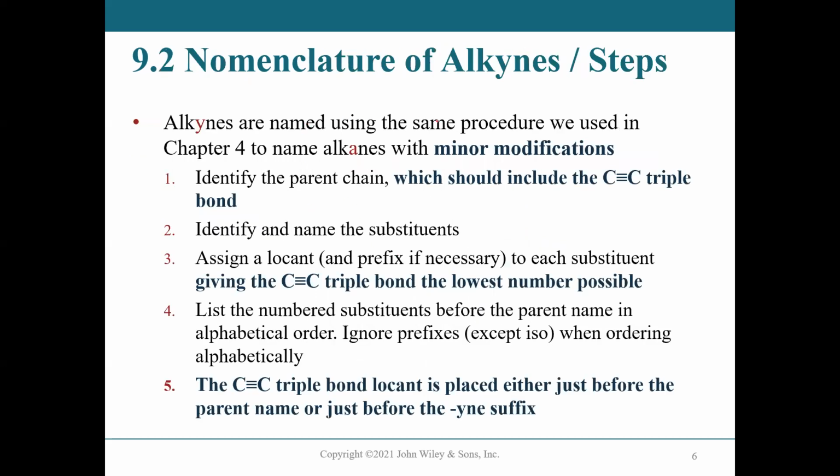So alkynes are named using the same procedure we use in chapter 4. They go over some naming with alkynes. Identify the parent chain, which should include the alkyne. Assign a locant and prefix as necessary, giving the carbon-carbon triple bond the lowest number possible. List the substituents before the parent name in alphabetical order. And the carbon-carbon triple bond locant is placed either just before the parent name or just before the yne suffix. Sorry about that, the yne should be yne, not ene, because ene would be a double bond.